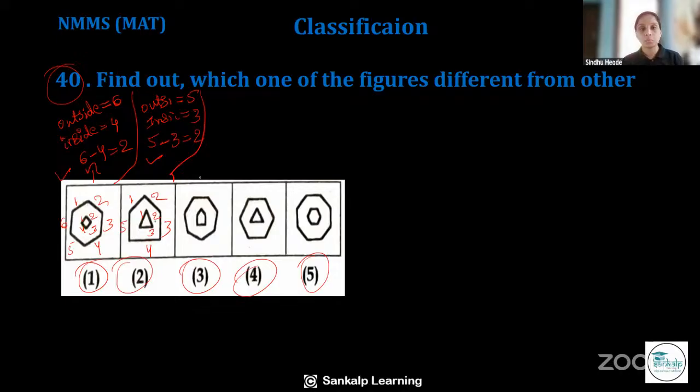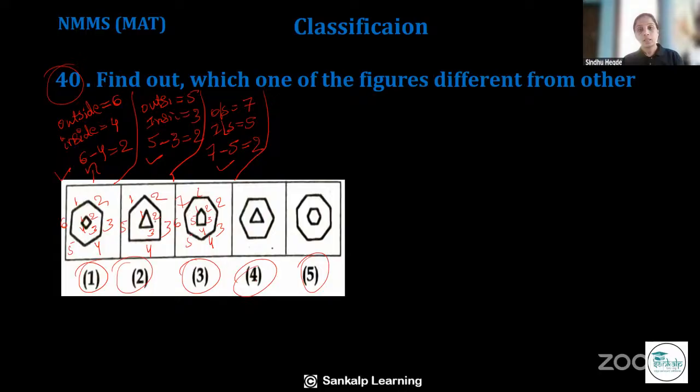Come to the third image. Here I will write short form. Outside is equal to 1, 2, 3, 4, 5, 6 and 7. Outside is 7. Inside 1, 2, 3, 4 and 5, so 5 sides. Then subtract 7 minus 5. This one is also 2.